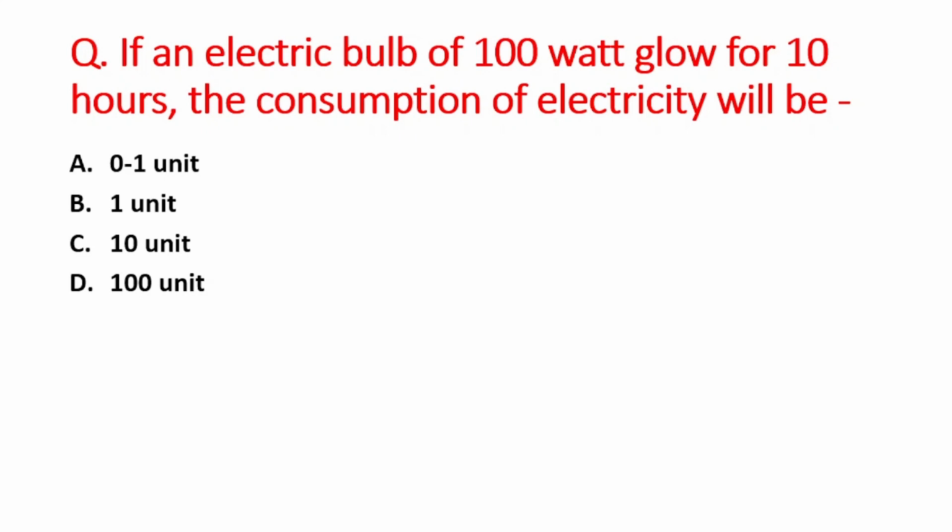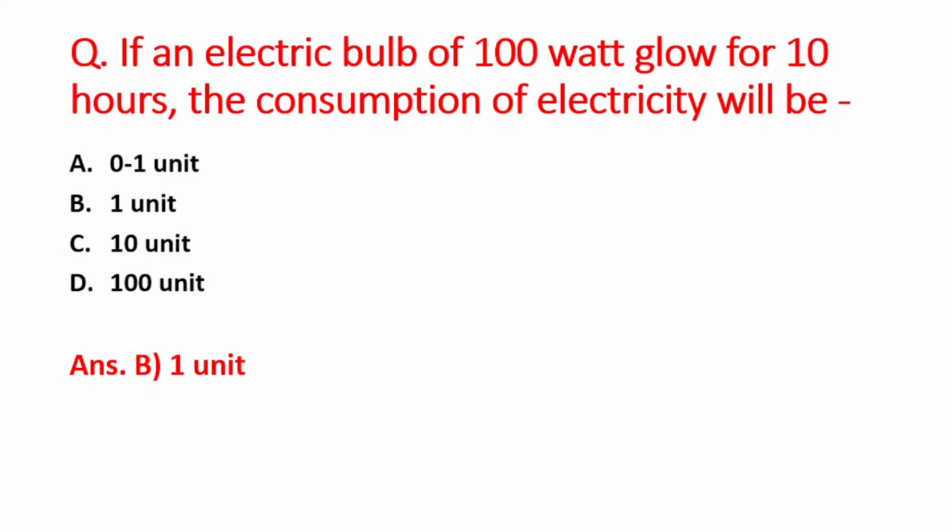Next question: if an electric bulb of 100 watt glows for 10 hours, the consumption of electricity will be. In this case, you should know the formula for the consumption of electricity. The bulb's wattage is given, so you have to convert it into kilowatts. 100 watt equals how many kilowatts? It comes to 0.1 kilowatt. Then you multiply it by the hours for which the bulb is lit up. So 0.1 times 10 hours comes to 1 kilowatt hour. 1 kilowatt hour means 1 unit. So the right answer will be option B, that is, 1 unit.